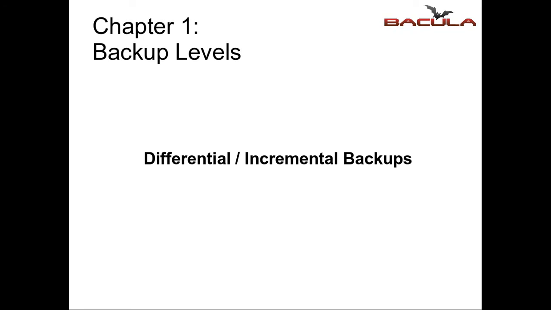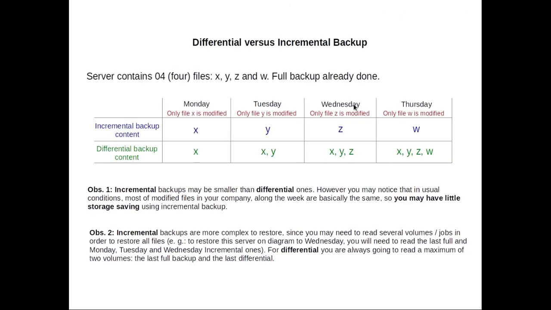Now, there's a huge difference that few people know about differential and incremental backups. This is a diagram which I think is the best way to show how differential and incremental backups work. In this example, I have a server which contains 4 files, X, Y, Z, and W, and a full backup is already done. Okay, so I start here from Monday. On Monday, only file X is modified. If I do an incremental backup, it will only copy X. If I do a differential backup, it will only copy X too. In this case here, it's the same.